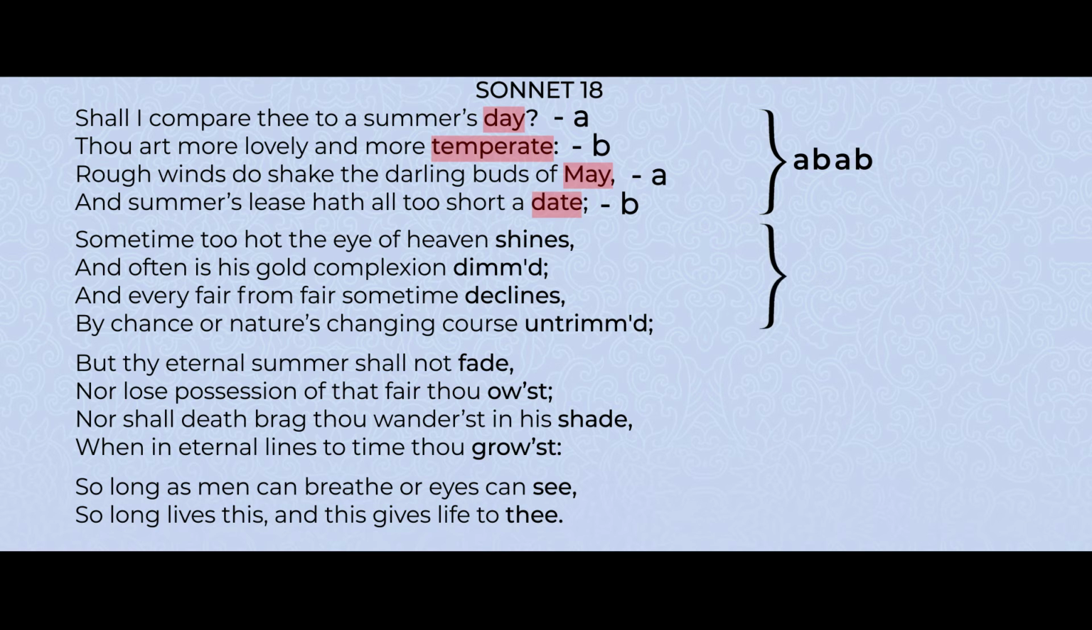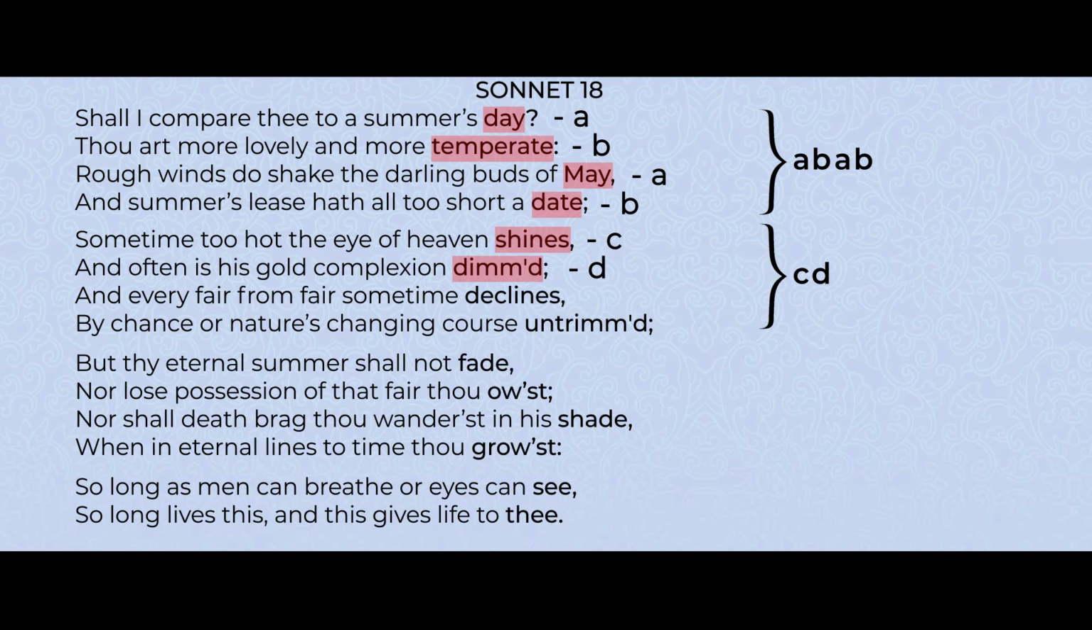Let us identify the rhyme scheme for the second quatrain as well. Line number 1: Sometime too hot the eye of heaven shines. Shines is a new sound, so we will assign the next letter C. And often is his gold complexion dimmed. In this line, dimmed does not rhyme with any end sound or word, so we will assign the next letter D. Let us read the next line.